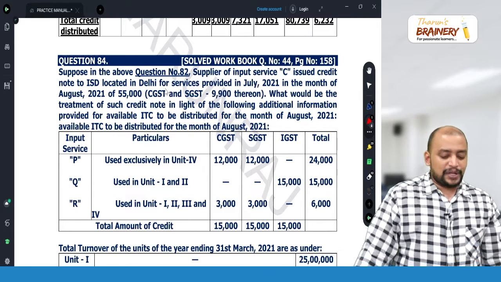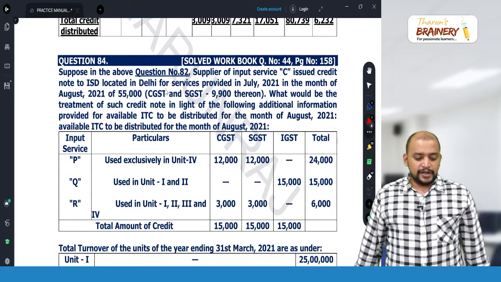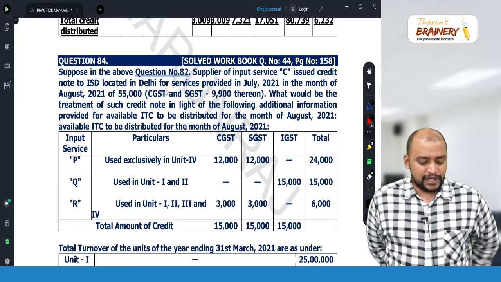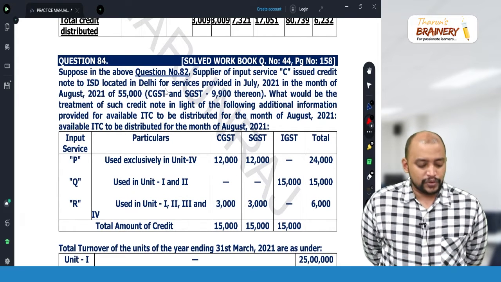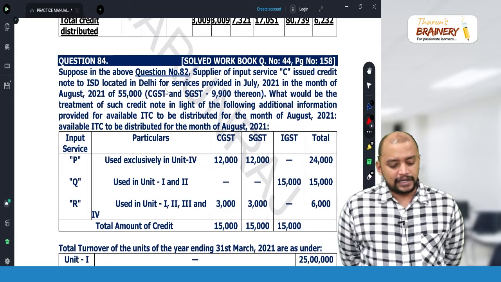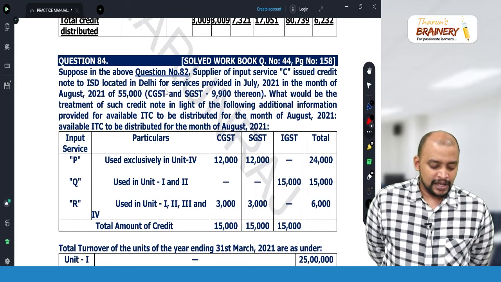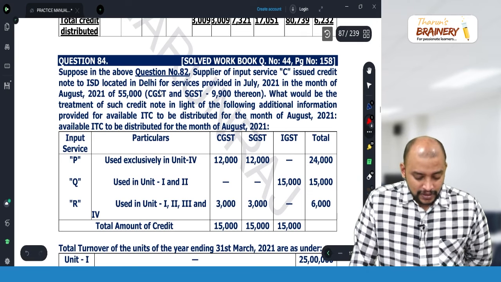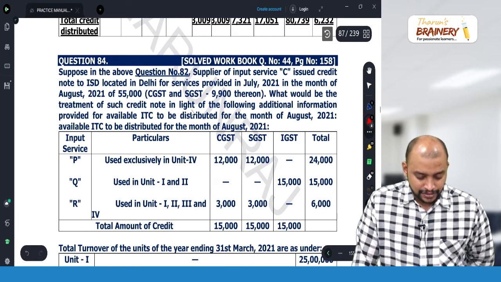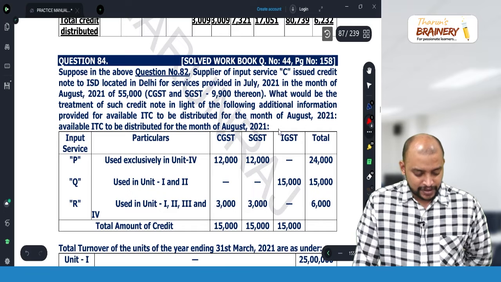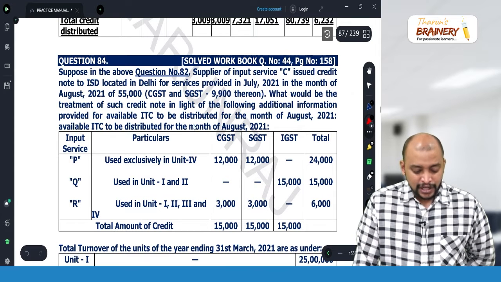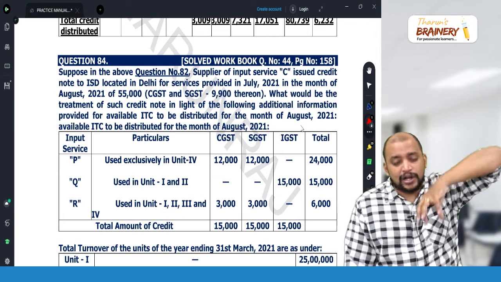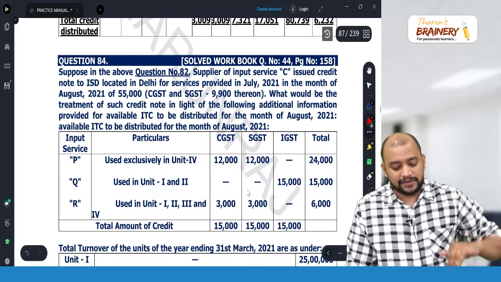So the supplier of input service C issued a credit note of 55,000 in the month of August 2021 for services provided in July 2021. What would be the treatment of such credit note in light of the following additional information provided for availability of ITC to be distributed for the month of August? So now, July related, the credit note came in August, and in August they have given some details.